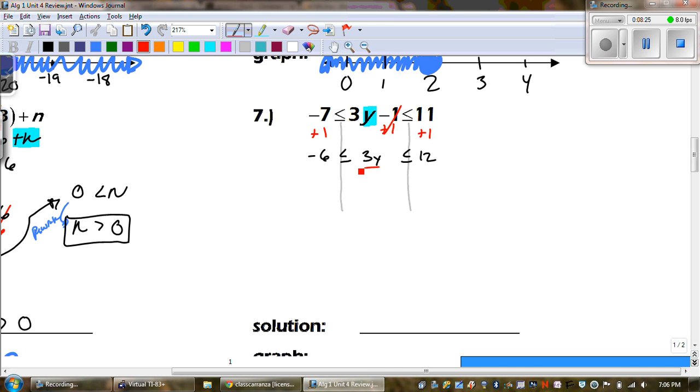To get the y by itself, you need to divide all sides, and we're going to divide by 3. Negative 6 divided by 3 is negative 2, is less than or equal to y, which is less than or equal to 4. You always want to double check to make sure those numbers are in order from least to greatest. And since they are, we can write that as our answer. Negative 2 is less than or equal to y, which is less than or equal to 4.